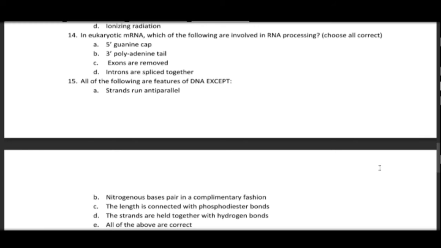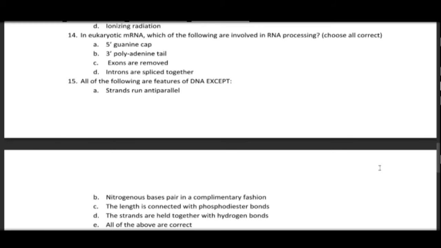C says the length is connected with phosphodiester bonds. So when it's talking about the length, it's talking about in one strand what's holding the nucleotides together, because the nucleotide is the base, the sugar, and the phosphate all together. When we attach those nucleotides together, we attach a phosphate to a hydroxyl group, which is then attached to another hydroxyl group. So we end up getting a C bonded to an O, bonded to a P double bond O, bonded to an O, bonded to a C.